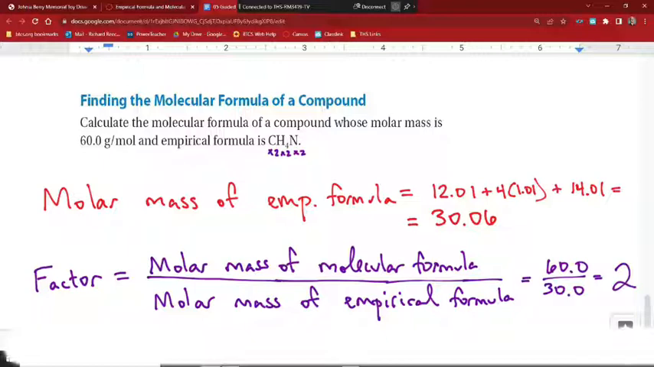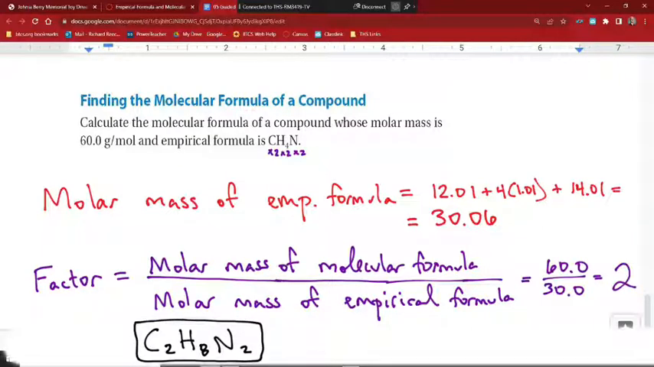We'll have C2, H, how many H's? 8. And how many N's? 2. Now this compound would have a molar mass of 60. If you wanted to go back and check, its molar mass is 60. And of course, it still has that same empirical formula if you were to reduce its ratio. So that's how you're going to find the molecular formula when you have an empirical formula.